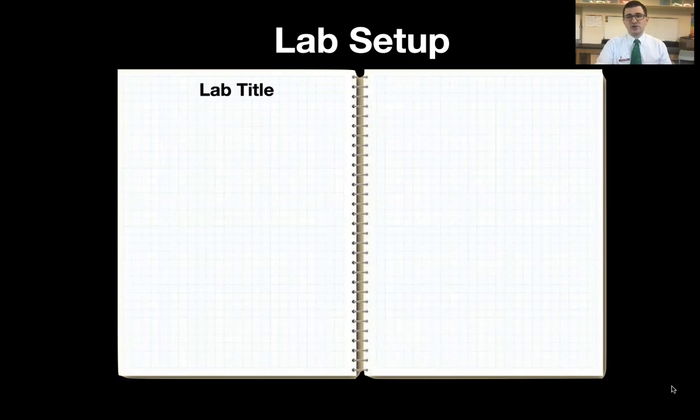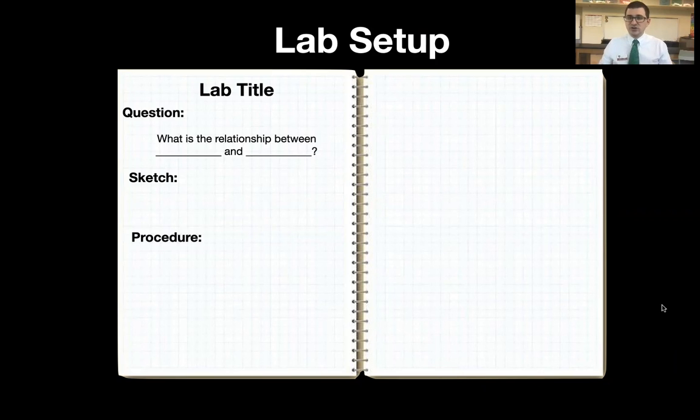Just the general structure: we're going to have a title, and we're going to ask a question associated with every lab. Every question is going to take the form of what is the relationship between one variable and another variable, because in science, we like to look at the relationships between variables. Just to help us remember what was going on, or to help us show somebody else if they were absent or were interested, we're going to have a sketch and a procedure, which is not going to be the whole thing. It's just going to be a summarized version to let us know what we did, just as a little reminder.